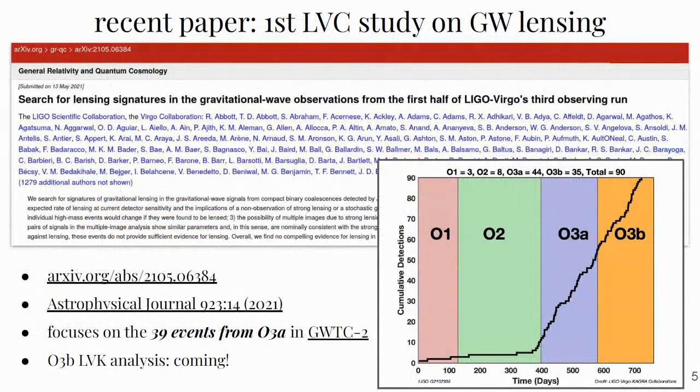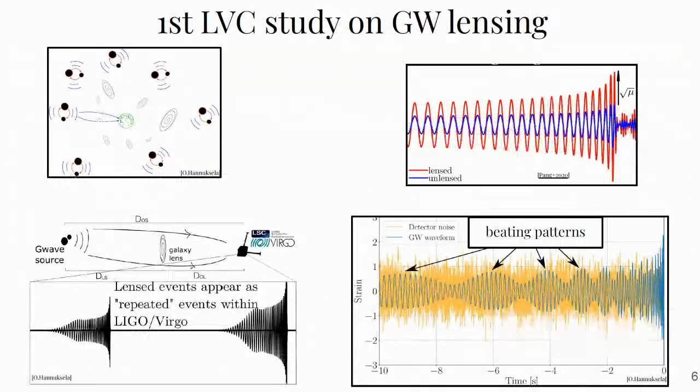Then there was the most recent paper last year, the first Virgo official collaboration study of lensing. This was made at a point where from O3A we now suddenly had 40 more events instead of just 10 before, so it started to become more interesting. There's also an O3B analysis, but you still have to wait for the results for that.